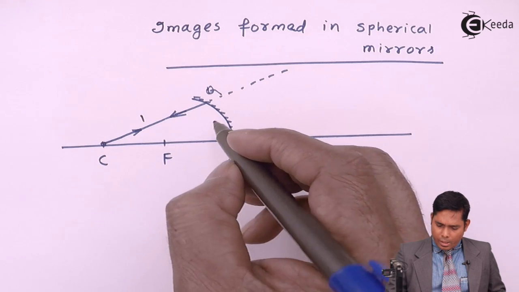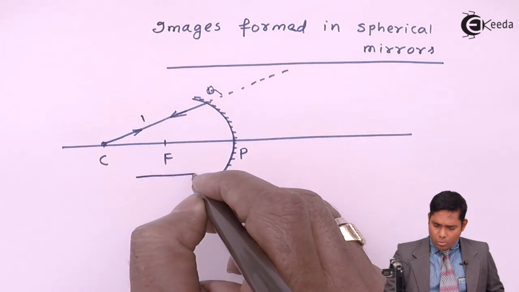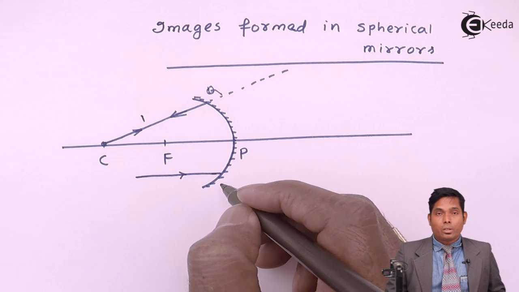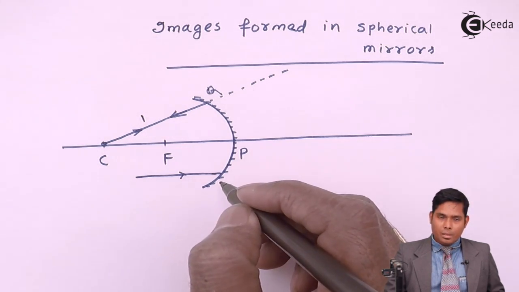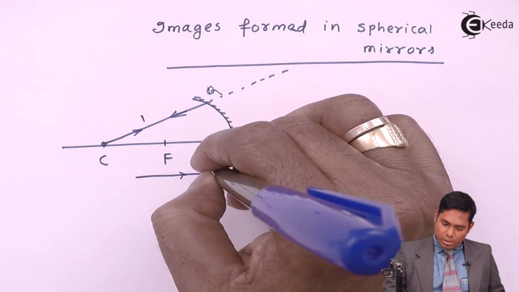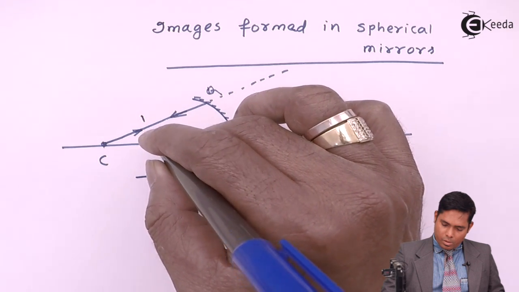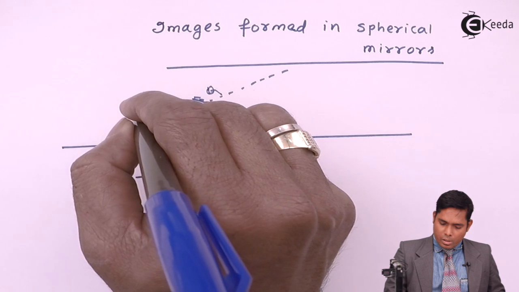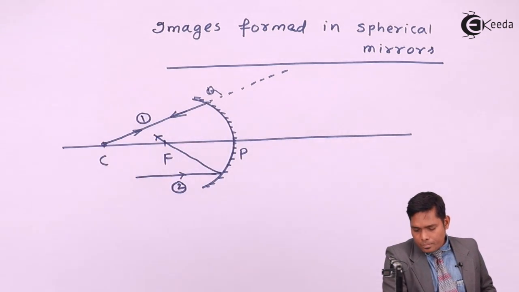If I consider a ray parallel to the principal axis, then any ray coming parallel to the principal axis must pass through the focus. So this will be the nature. This is how the ray should move. Suppose this is ray number 2, this is ray number 1, and it passes through the focus.